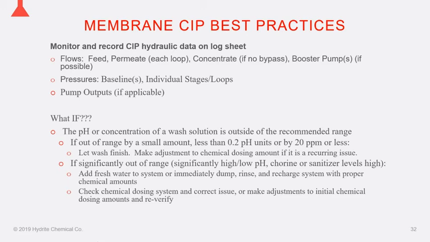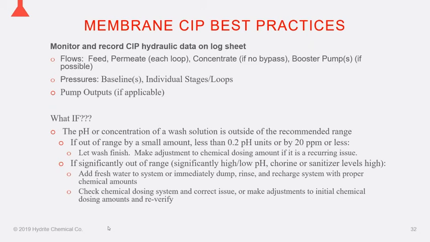If you find that something failed, a pump stayed on, or the operator added the wrong amount of chemical, and your system is sitting at pH 12, or it's at 500 ppm chlorine, or the pH is down to 1.2, you want to immediately add fresh water to that system to get the chemical concentration within the range so we don't cause membrane damage. And if you can't add enough water to that system to get it down, then you want to immediately dump, rinse, and recharge that system with the proper amount of chemicals. Because the extreme ends of the pH will do damage.